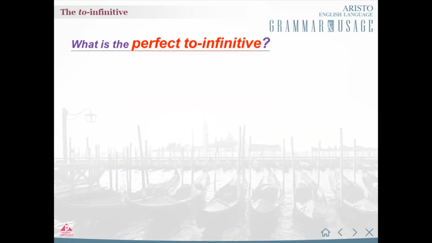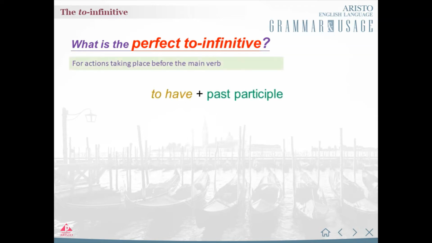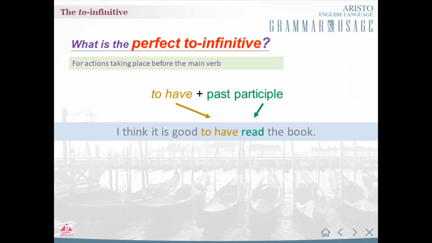In addition to the simple form, there's also the perfect form. We use the perfect form when the infinitive shows an action taking place before that of the main verb. It is formed by combining to have with the past participle form of the verb. Therefore, in the sentence, "I think it is good to have read the book," we know that thinking it is good comes after the action of reading the book.